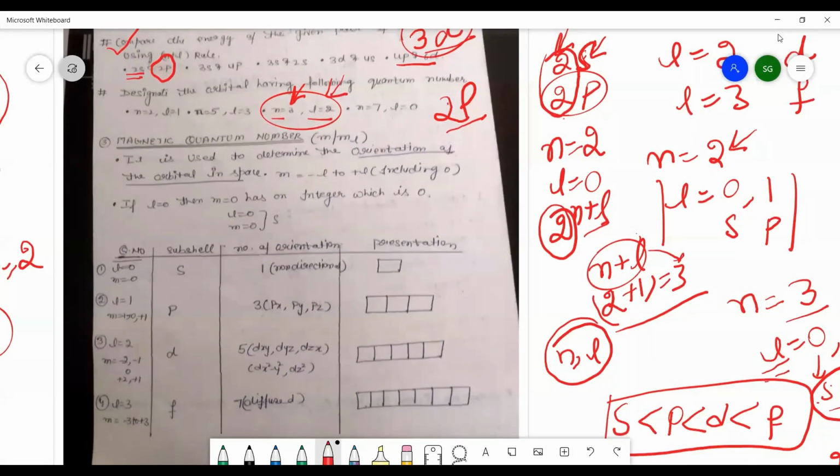Next is the magnetic quantum number. Magnetic quantum number is denoted by the symbol m or ml.